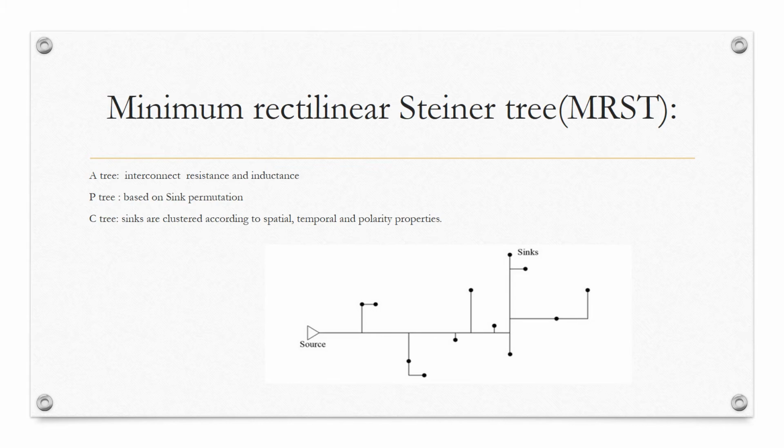One is the A-tree, where resistance and inductance are modeled. Then the P-tree, where sink permutation is allowed. And the C-tree is the method in which sinks are clustered according to spatial, temporal, and polarity properties. So this is how we can model the tree in order to better understand and better deal with the global wire.